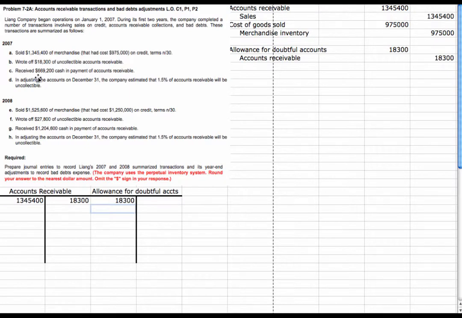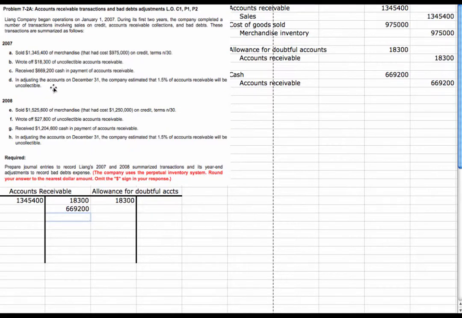Okay, the next one, C, says we receive $669,200 in cash in payments for the accounts receivable. So this journal entry needs to reflect that we received cash, so cash is going to go up by $669,200, and accounts receivable is going to go down by that amount because the customers no longer owe us the money. So now what we have here is a credit to accounts receivable of $669,200.